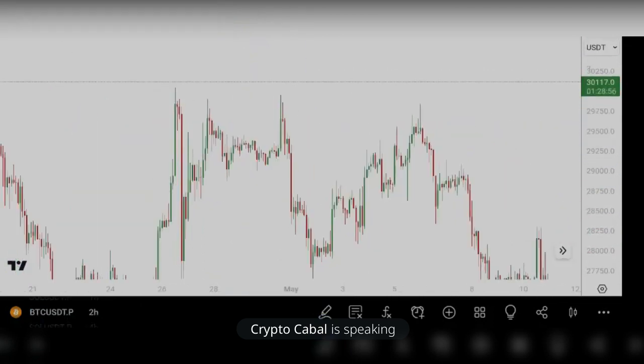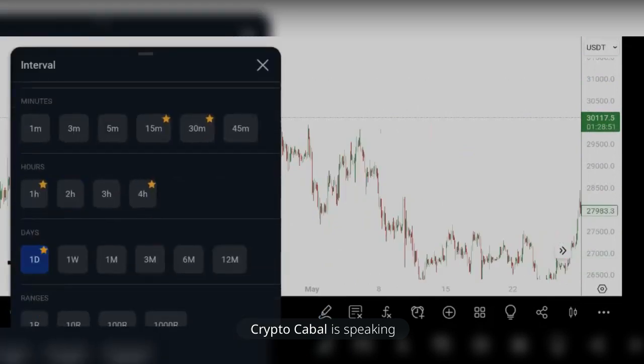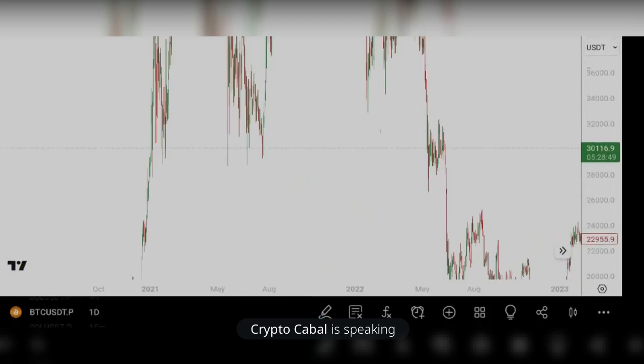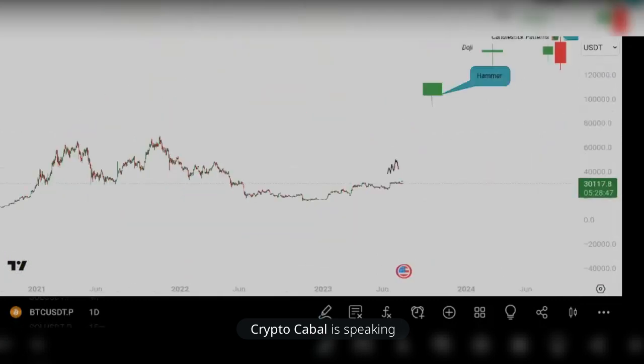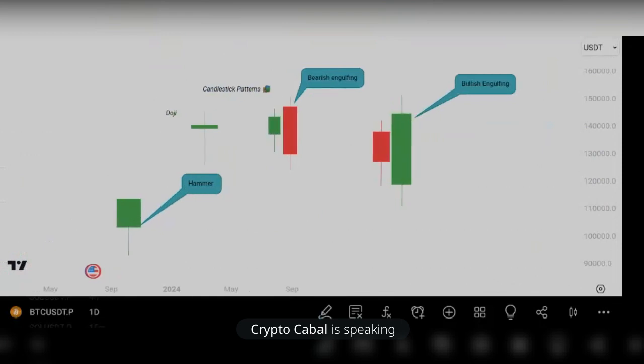We have plenty of candlestick patterns. But these are just the three I'm going to talk about tonight. We have the likes of the tweezer top, the tweezer bottom, the marubozu, and different types of candlestick patterns. There are many of them. We have the three stars, the dark cloud. It's just plenty.